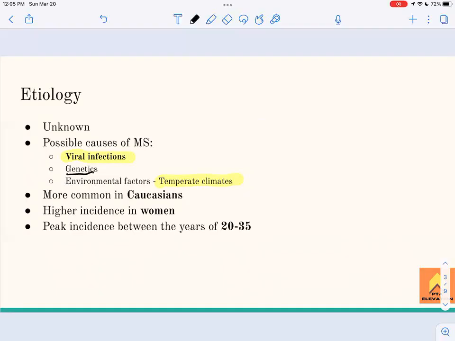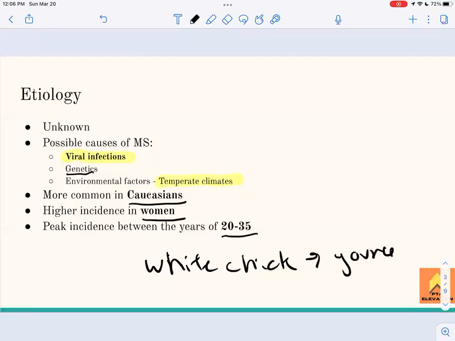MS is more common in Caucasian individuals and more common in women between the ages of 20 to 35. So we've got a young white woman, that's the most common that we're going to be seeing, and this is for all different types of MS. There are different types of people that could end up getting it later in life, but we start to see the onset in younger women who are white most of the time.